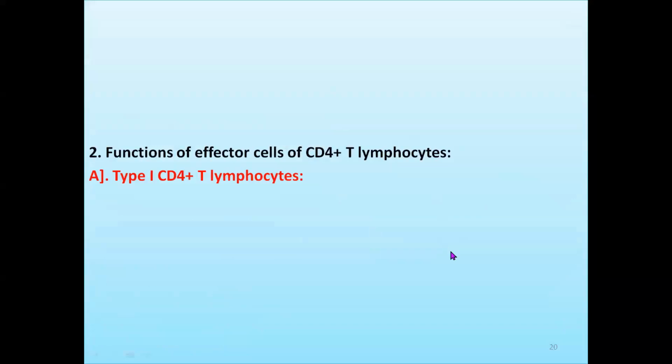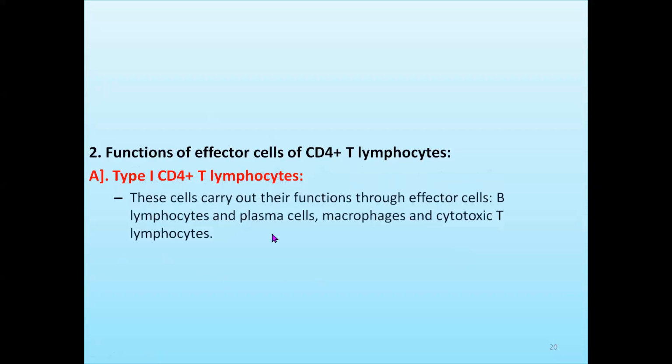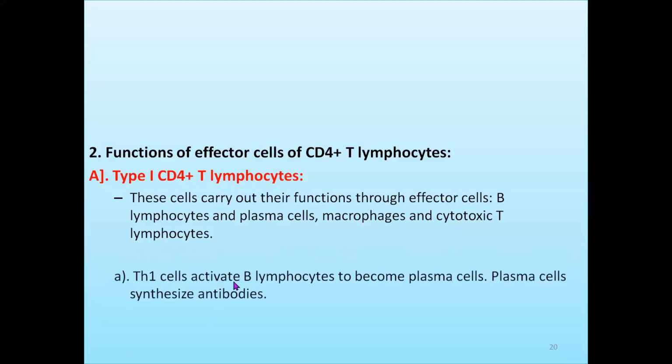What are the functions of effector cells of CD4 positive T lymphocytes? The effector cells are type 1 CD4 positive T lymphocytes. In short, they are known as Th1 cells. These cells carry out their functions through other effector cells like B lymphocytes, plasma cells, macrophages, and cytotoxic T lymphocytes. Th1 cells activate B lymphocytes to become plasma cells, and plasma cells synthesize different types of antibodies. And in the earlier slide, we studied the different functions of several antibodies.